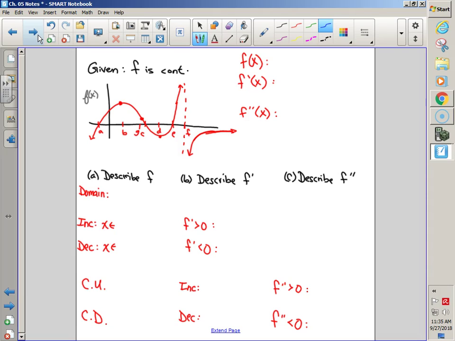So, let's say you're given the following function f. We're trying to describe f prime, and describe f double prime. So, coming back. F, wouldn't we think of y values?